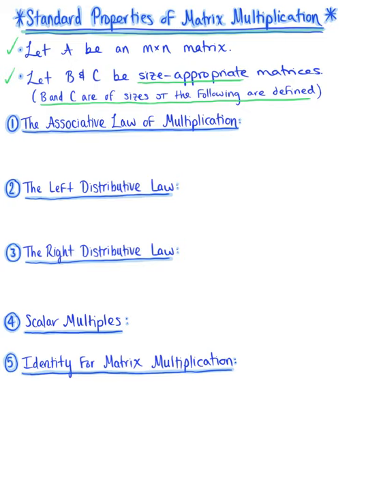So, here we go. Our first property is the associative law of matrix multiplication. And this property says that if we have matrix A multiplied by the product of matrix B with matrix C, that this is the same thing as taking the product of matrix A with matrix B and then multiplying by matrix C. So the order in which we multiply these matrices does not matter as long as they are size appropriate.